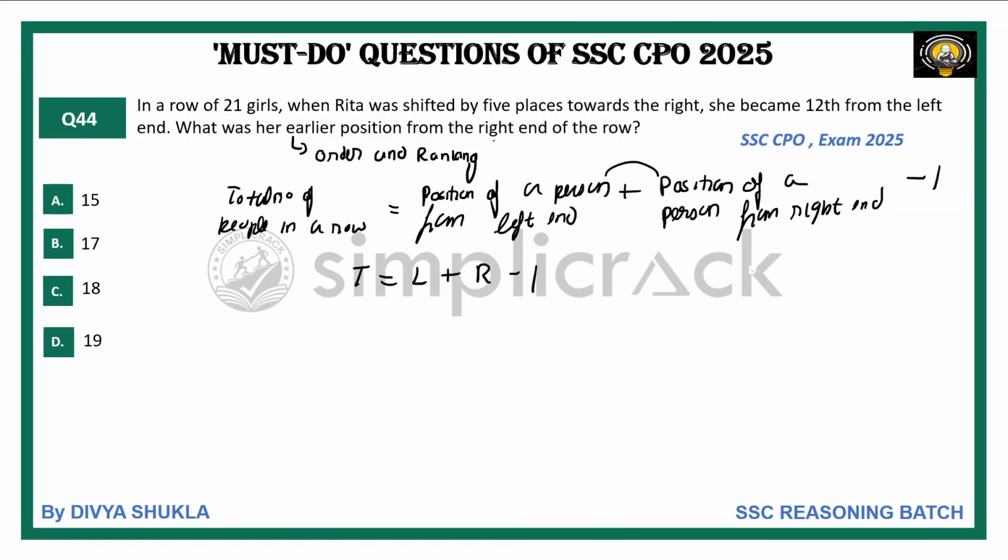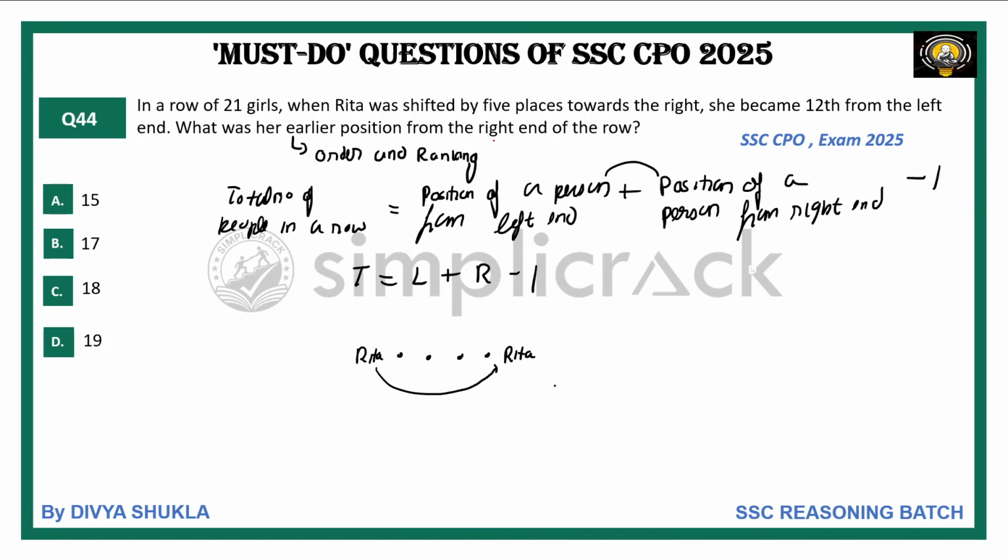Now, there was a row of 21 girls where, when Rita was shifted by 5 places towards the right, she became 12th from the left hand. So after shifting 5 positions, she is becoming 12th from the left hand. Suppose Rita was placed here initially, and there are some people towards the right of Rita, and now Rita is being shifted 5 places towards the right. That means now Rita is placed towards this place, and now she is becoming 12th from the left hand.